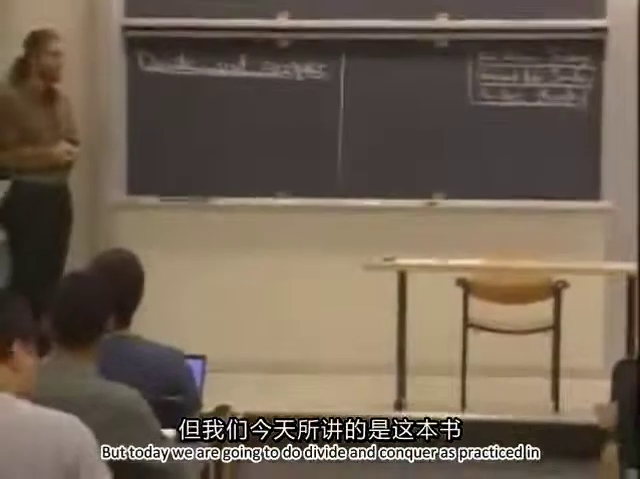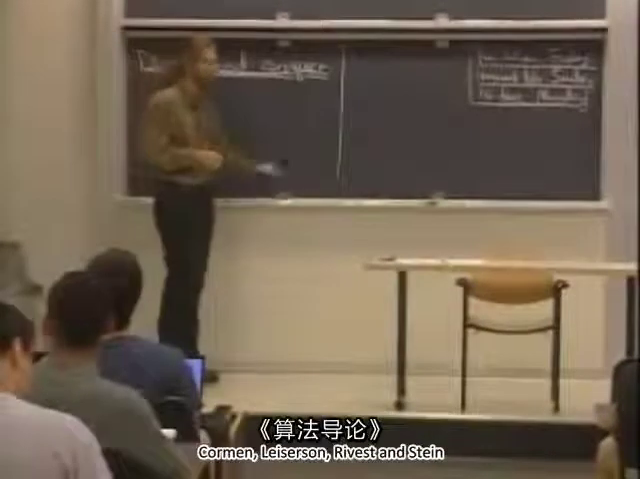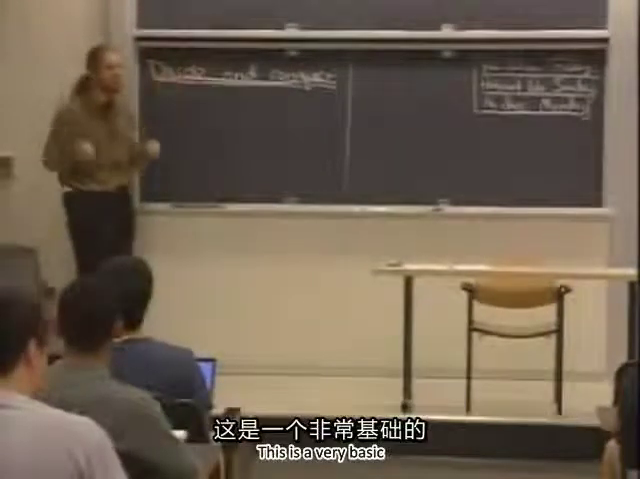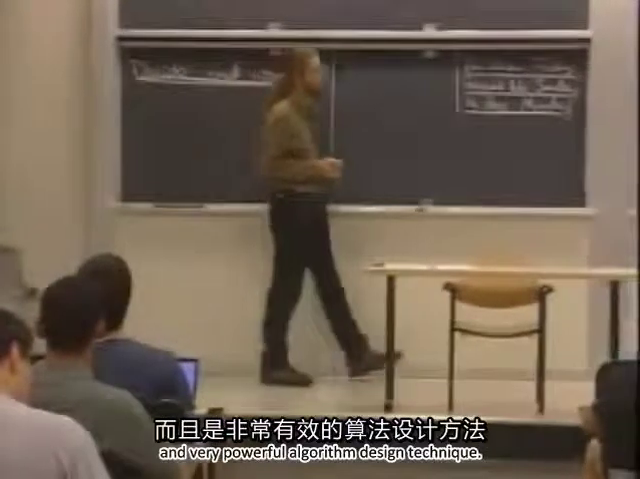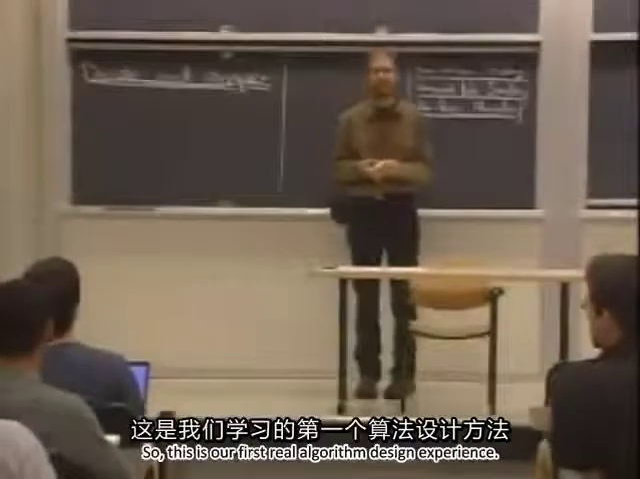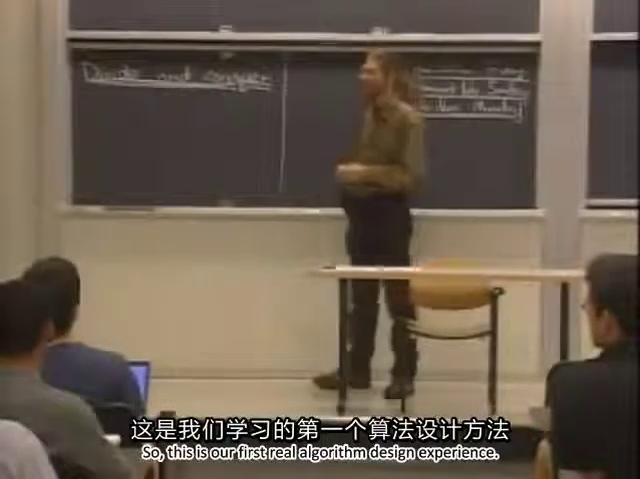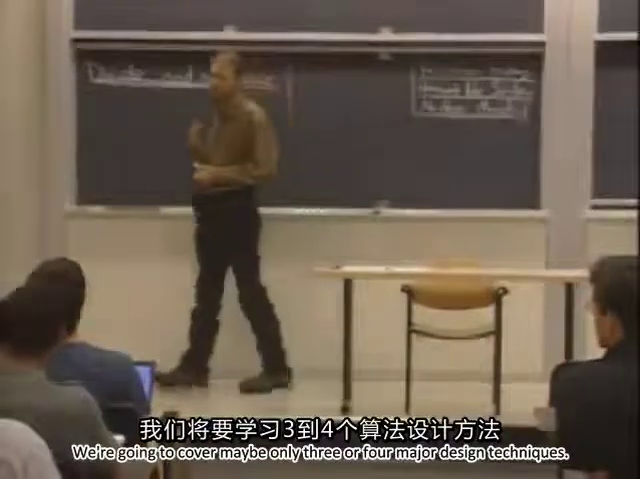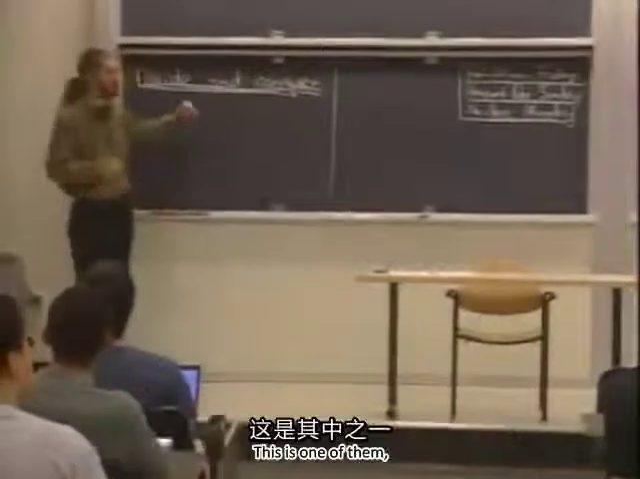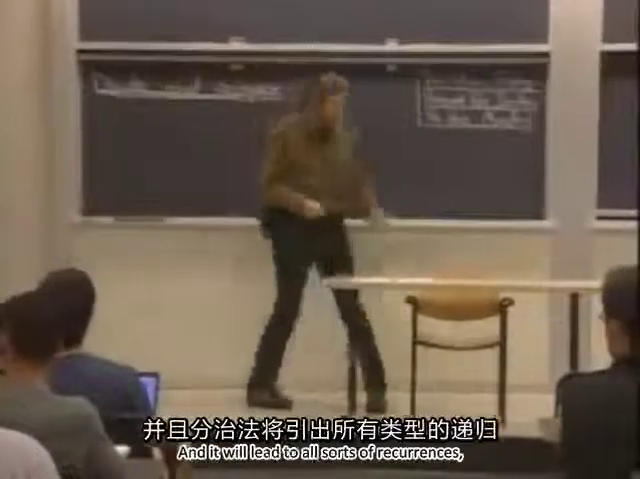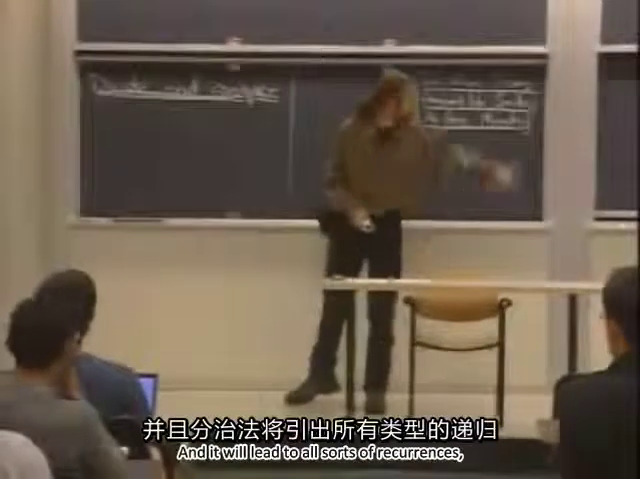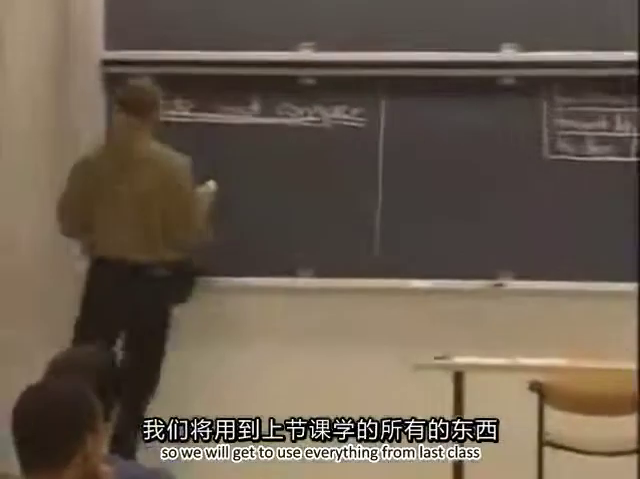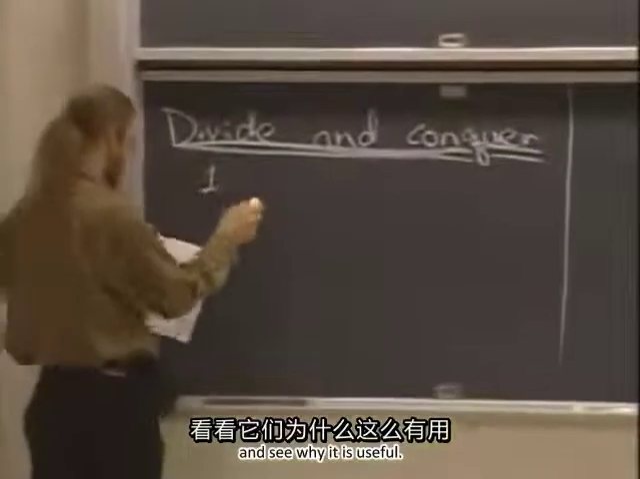But today we're going to do divide and conquer as practiced in Cormen, Leiserson, Rivest, Stein, or every other algorithms textbook. This is a very basic and very powerful algorithm design technique. So this is our first real algorithm design experience. We're still sort of mostly in the analysis mode, but we're going to do some actual design. We're going to cover maybe only 3 or 4 major design techniques. This is one of them, so it's really important. And it will lead to all sorts of recurrences, so we'll get to use everything from last class, see why it's useful.